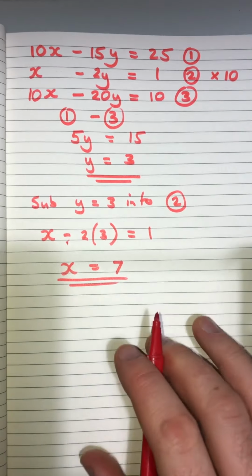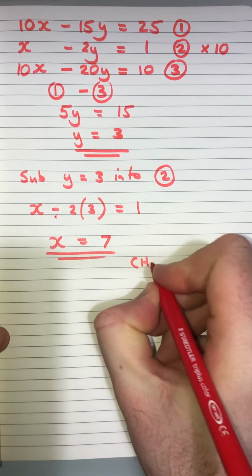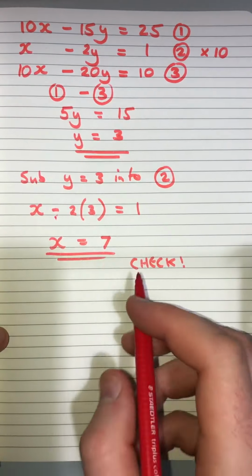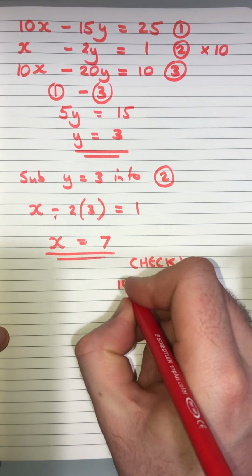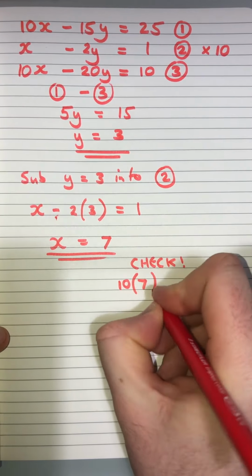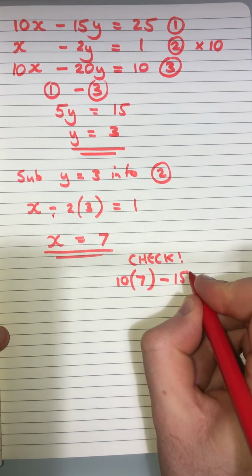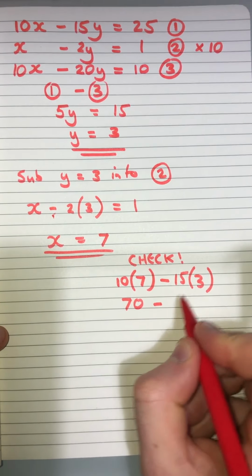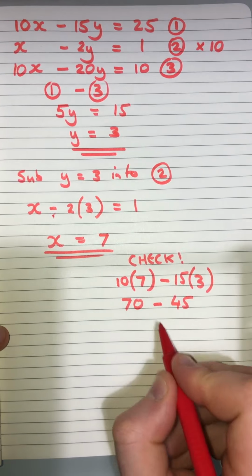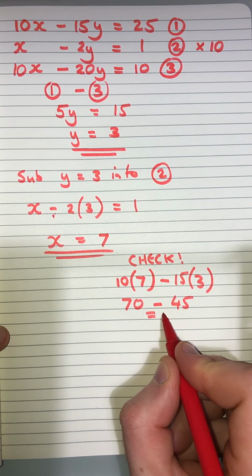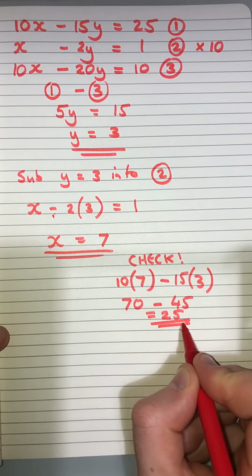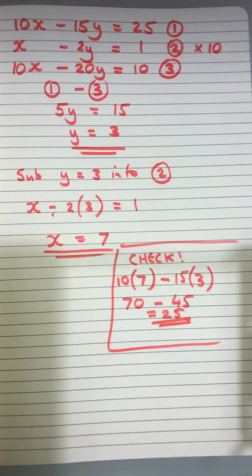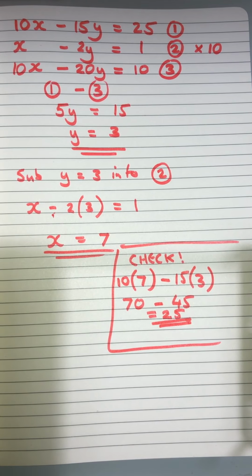Okay, and I'm just going to do a wee check explicitly here, just to remind you how we can go about it. Okay, so let's take equation 1, and that's going to be 10 times our value of x minus 15 times our value of y. 10 times 7 is 70, minus 3 times 15, which is 45. 70 take away 45 is indeed 25 as required. And that's just a wee side note that you could do to check that it does in fact satisfy the equations.